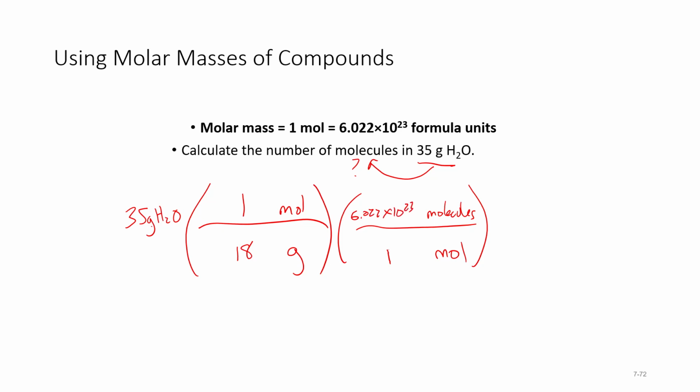We're going to multiply across the top, divide away the bottom. So in our calculator, 35 times parentheses 6.022 times 10 caret 23 equals, and then we're going to divide away 18 grams. That's going to give us 1.17 times 10 to the 24th. And we cross off our units, grams, grams, moles, moles. We're ending with molecules.